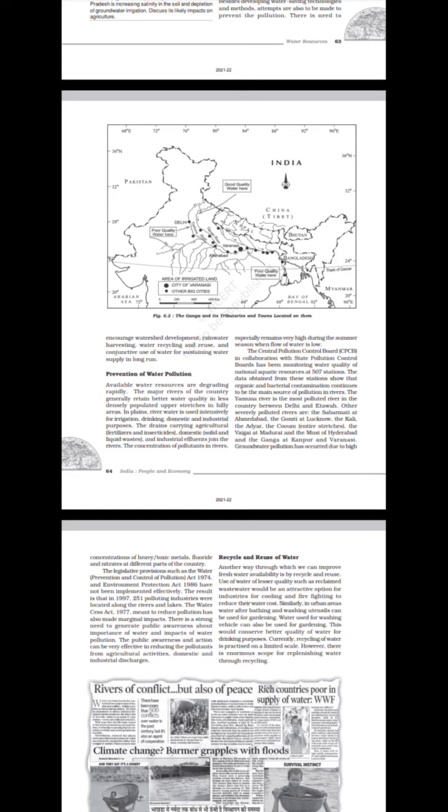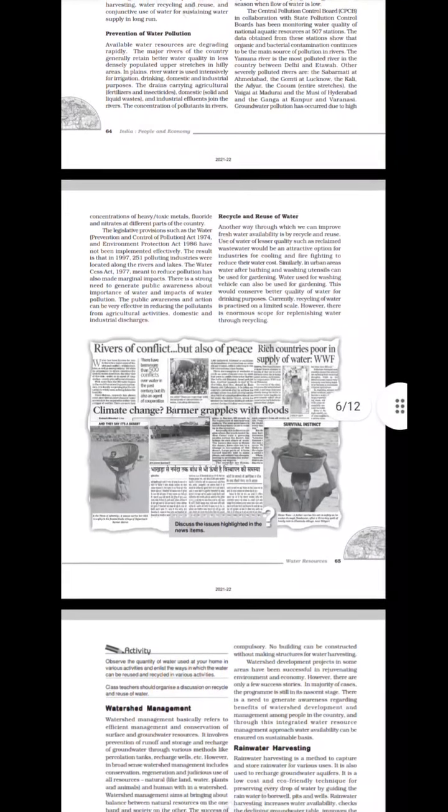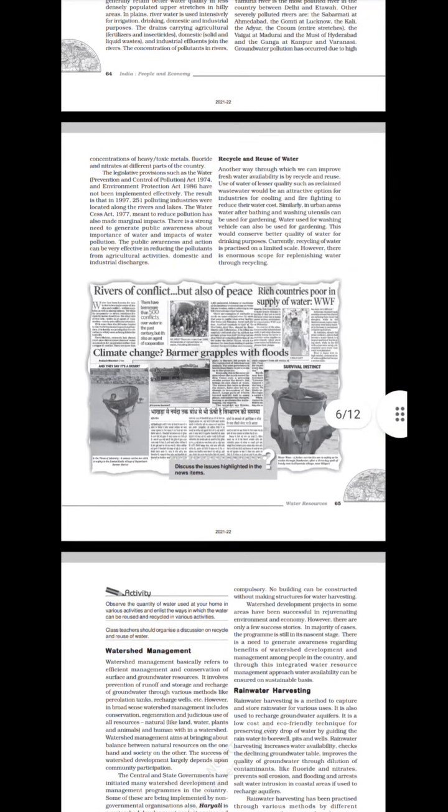Other severely polluted rivers are the Sabarmati at Ahmedabad, the Gomti at Lucknow, the Kali, the Adyar, the Kooum entire stretches, the Vaigai at Madurai, the Musi of Hyderabad, and the Ganga at Kanpur and Varanasi. Groundwater pollution has occurred due to high concentrations of heavy toxic metals, fluoride and nitrates in different parts of the country.